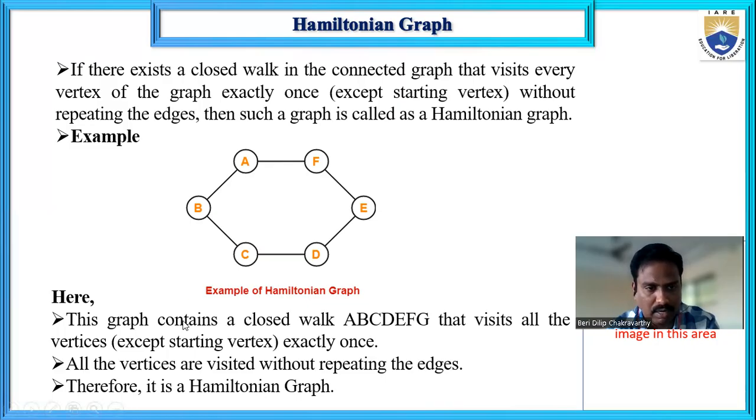So observe here, this graph contains a closed walk from A, B, C, D, E, F, G. I'm visiting all the nodes, except the starting vertex, exactly once. Again, I am coming back to A. So all the vertices are visited without repeating the edges. Therefore, we call it a Hamiltonian graph. I hope it is clear.